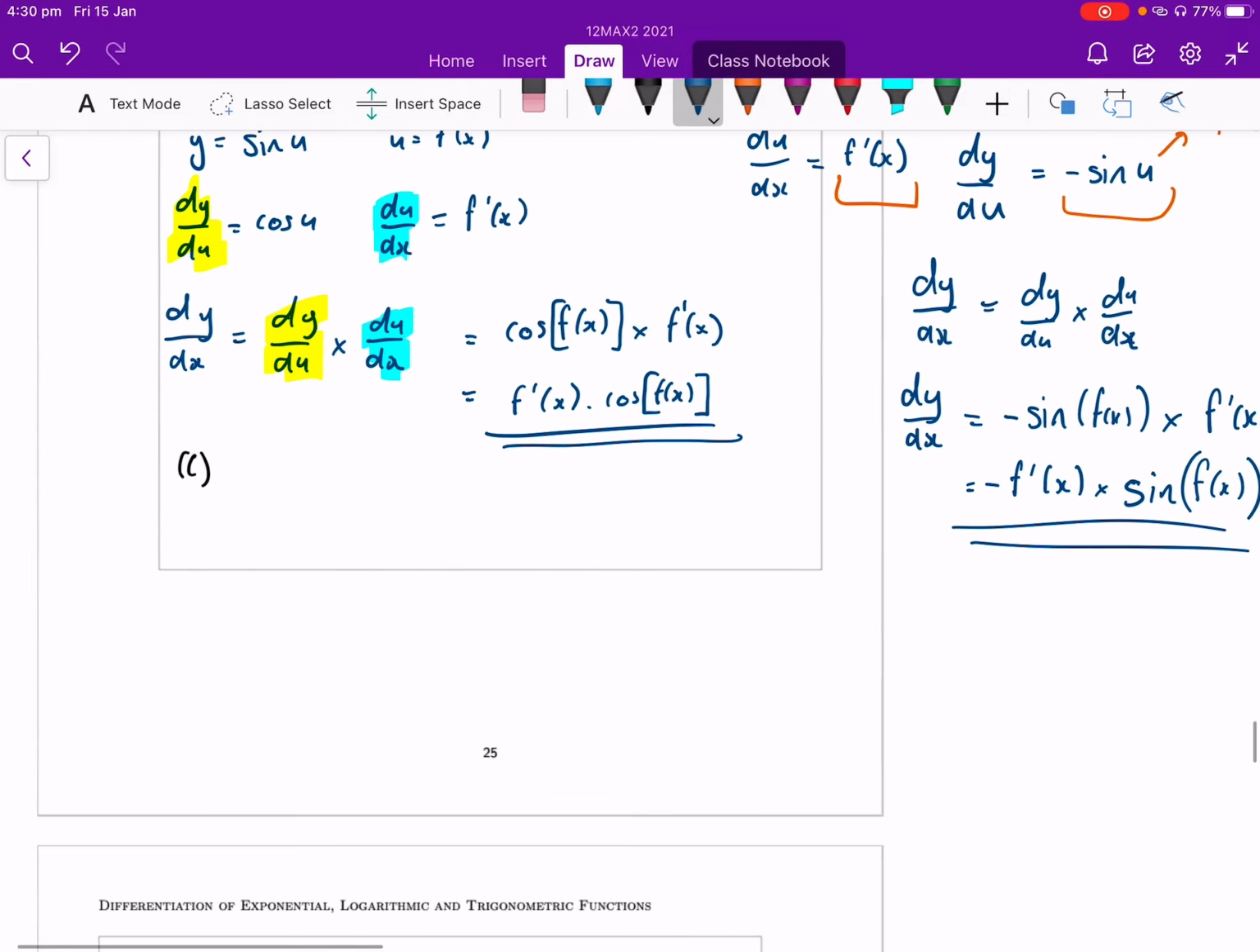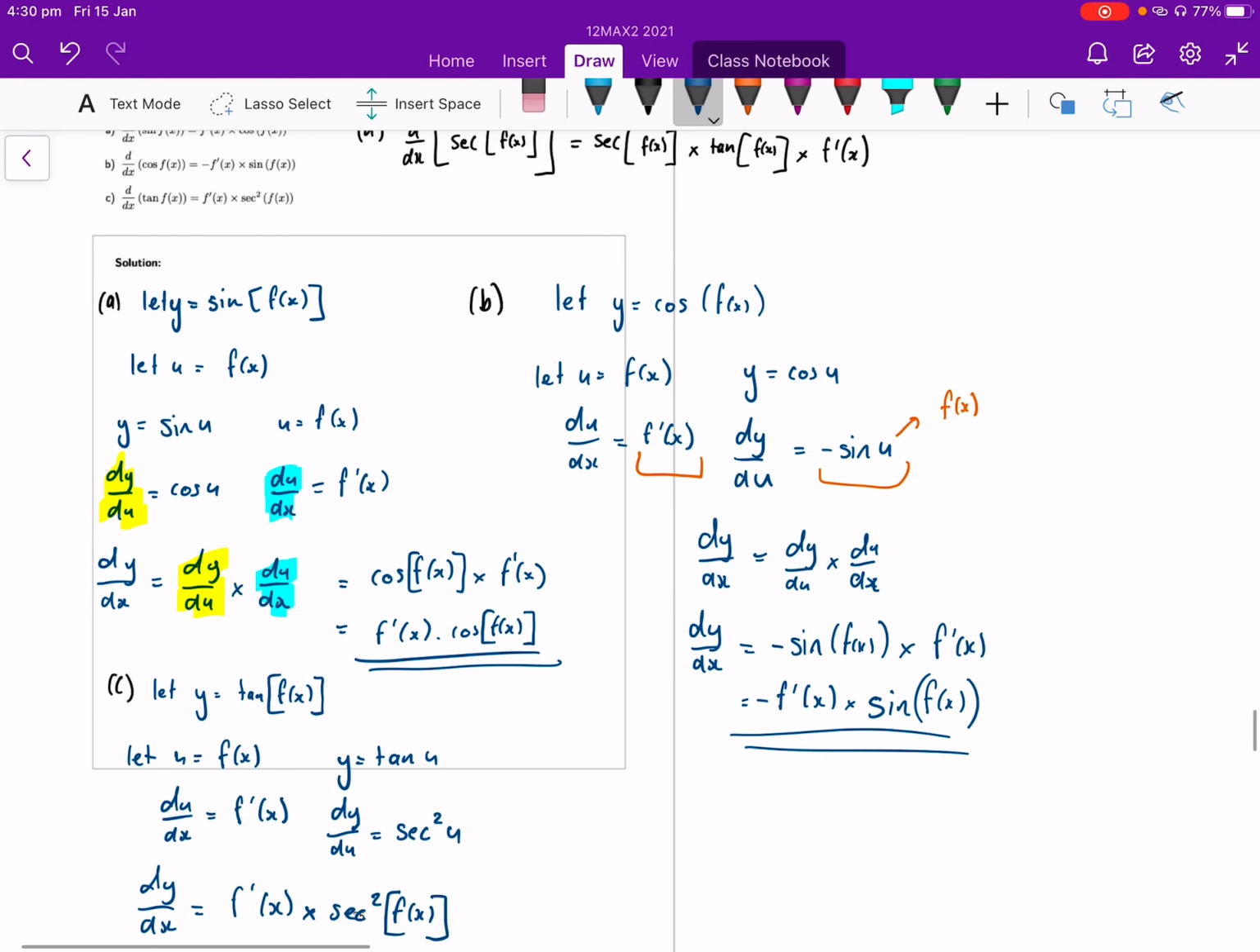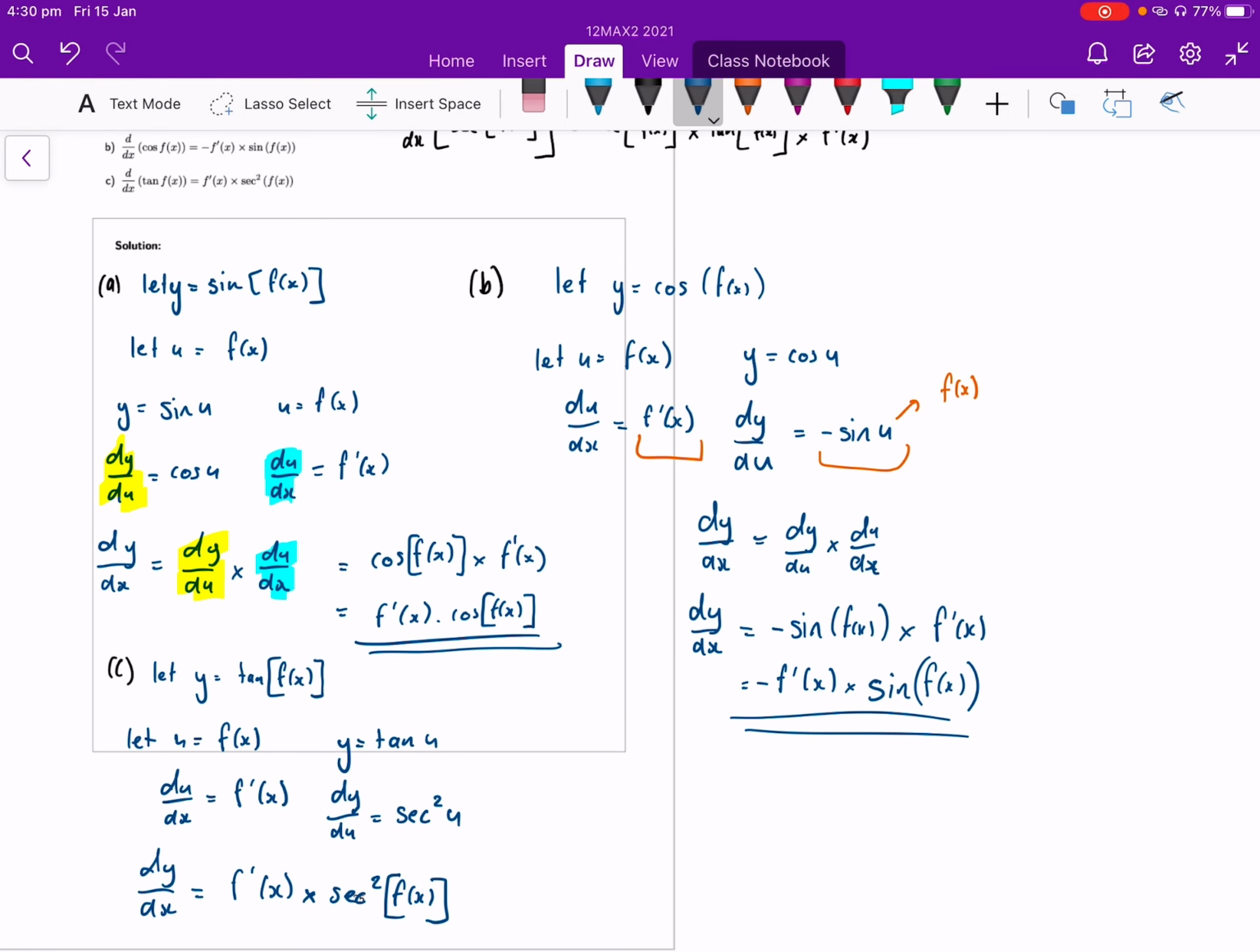Perfect. And those are the 3 examples there on how we treat sine, cos, tan when there's a function of x. All right, good luck with all your questions.